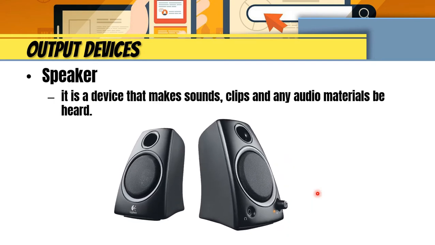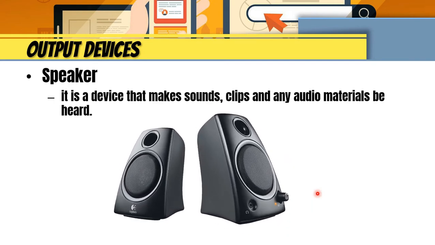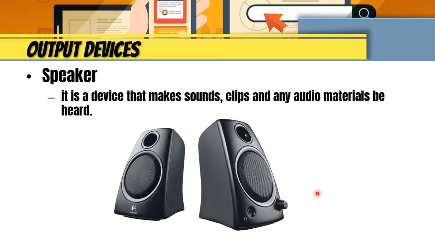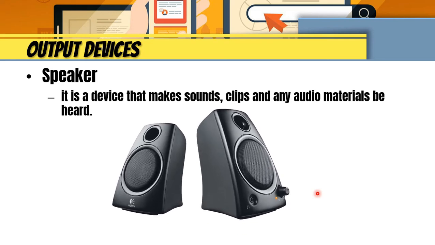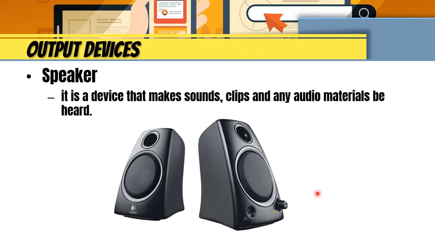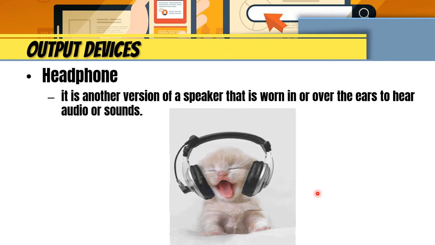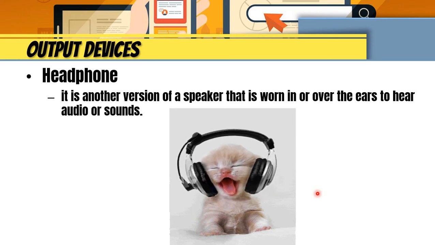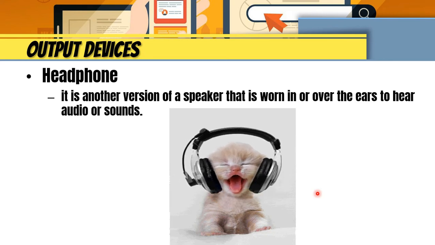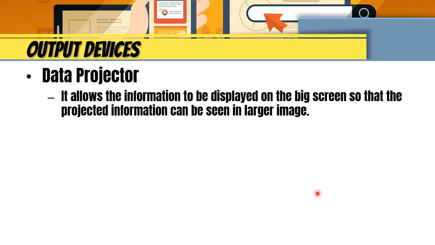Next is speaker. Bakit siya nasa output devices? Kasi naglalabas po siya ng sound na galing sa loob ng ating computer. Okay, so yun po si speaker. And next also is headphones. Headphones is the same version of speaker, pero ang pagkakaiba nila, headphones is worn. Or ito yung sinusuot natin in order for us to hear sounds or audios. Okay, so that is headphones.